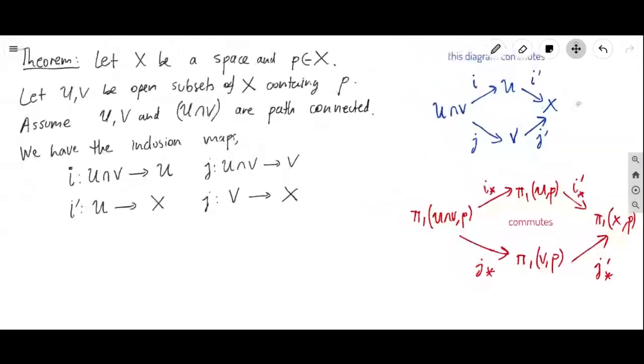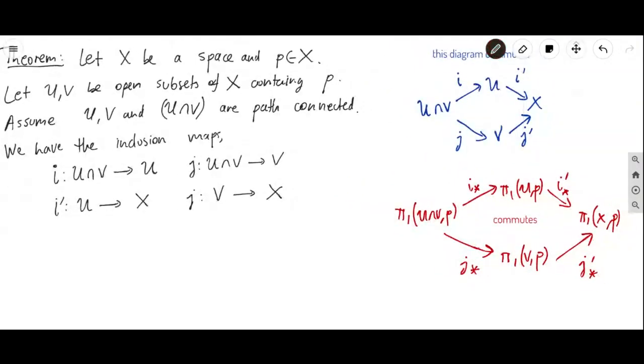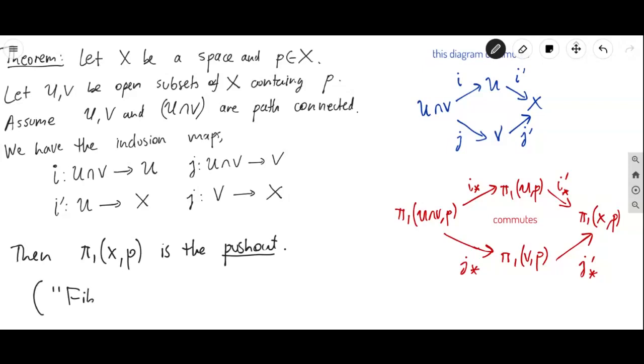Okay, so let's say what the theorem says. Then pi 1 of X at P is the push out. Or if you prefer, you can also call it the fibered coproduct. So that's what the Seifert-van Kampen theorem says.